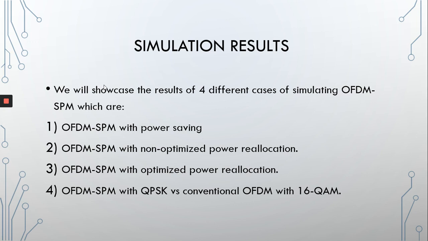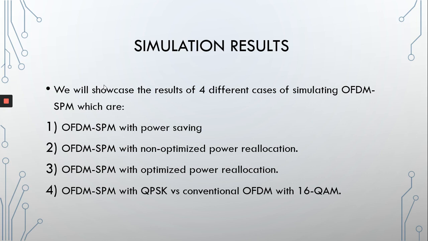So let's come to the simulation results. Well, we simulated 4 cases for OFDM-SPM, which are firstly OFDM-SPM with power saving, and then OFDM-SPM with non-optimized power reallocation. So this means that the saved power was reallocated, just not in an optimal manner, just to show you how important it is to determine the optimum L and H values. And then after that, we simulated OFDM-SPM with optimized power reallocation.